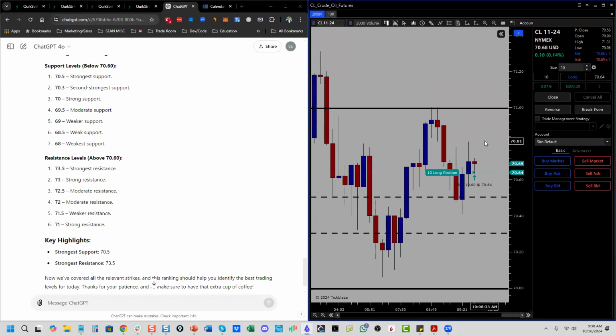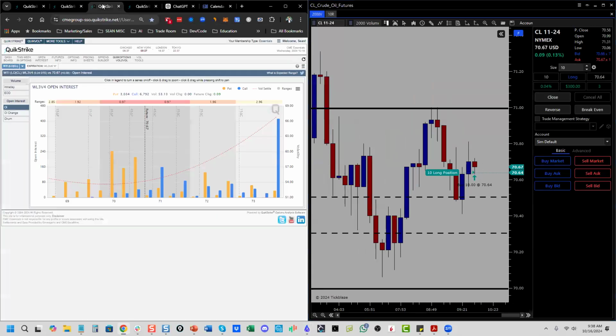And so let's talk about this. I'm in a sim account, right? We're just doing what it is. Let's go into the data. I'm on crude. I'm entering at 70.60. So 70.60 is here, 70.50. So 70.80 is a target. 71 is a target. That's the next two strike prices, 70.80 and 71. So I'm going to split my positions, right?